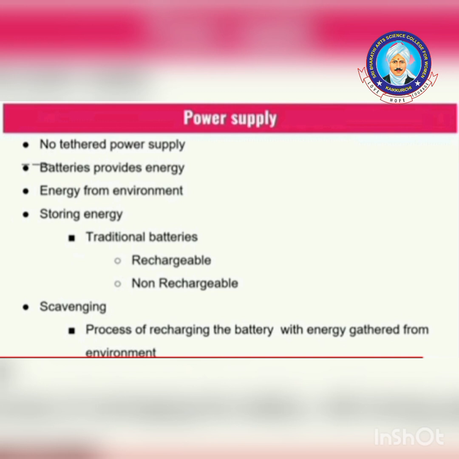The last component is a power supply. Batteries are provided energy from the environment. Storing energy is done with traditional batteries. It has 2 types of traditional batteries: rechargeable and non-rechargeable. Rechargeable means secondary batteries. Non-rechargeable means primary batteries. Last one is energy scavenging. Energy scavenging is a process of recharging the batteries with the energy gathered from the environment.